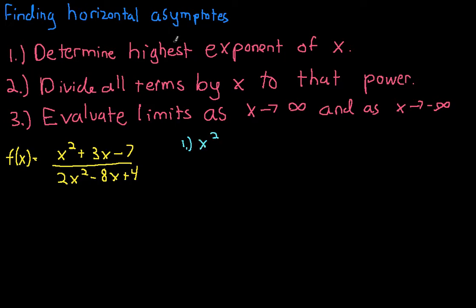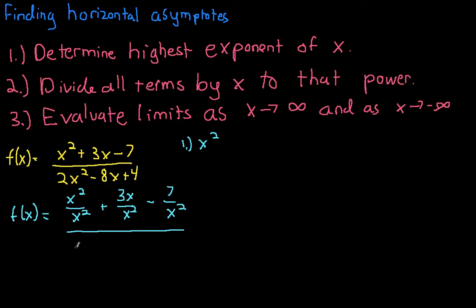Step two is I want to divide all the terms by x to that power. What that means is both on the top and the bottom, I'm going to rewrite this, and I'm going to divide every single term by x squared. So this is going to be x squared over x squared plus 3x over x squared minus 7 over x squared. All over, I have to do it all again down here, 2x squared over x squared minus 8x over x squared plus 4 over x squared.